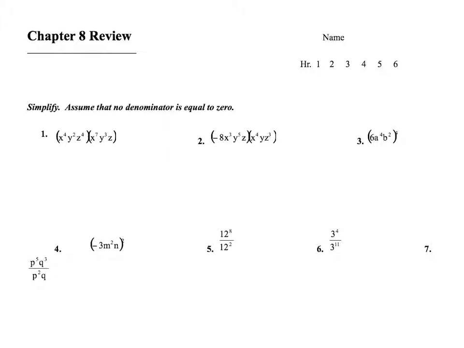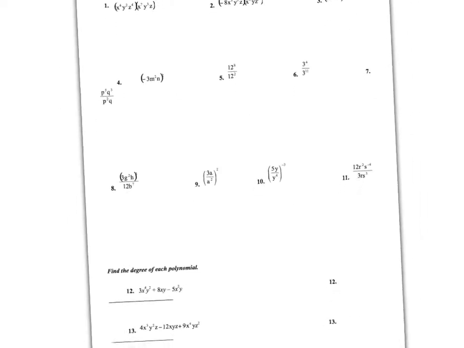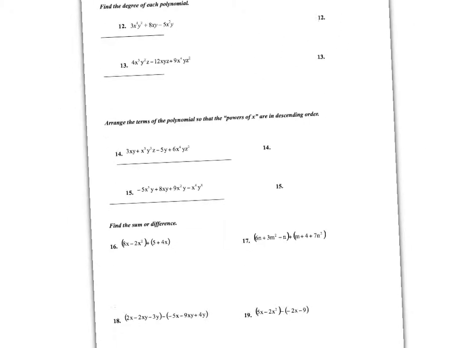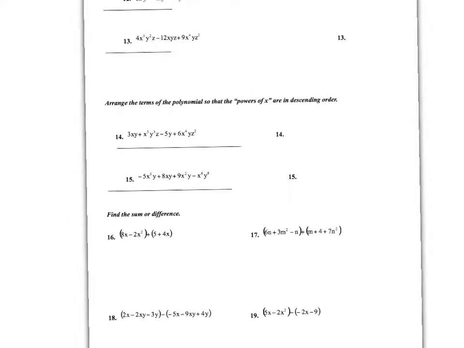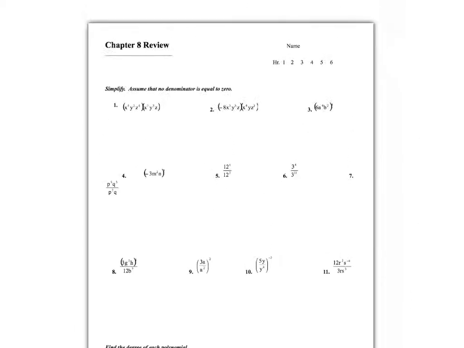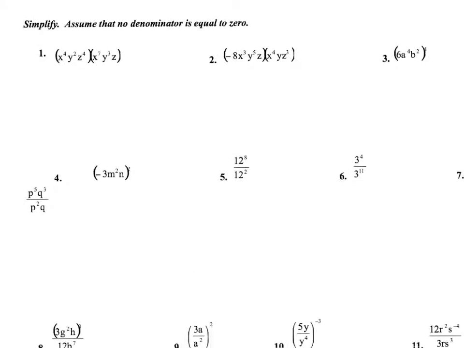I want to talk about number 1, 2, and 3 and how they are different than number... where are they? 16, 17, 18, and 19. All right, going back to number 1, 2, and 3. They are monomials, which means they're one term. Nothing is added or subtracted with each other. Everything is just multiplied, one after another.